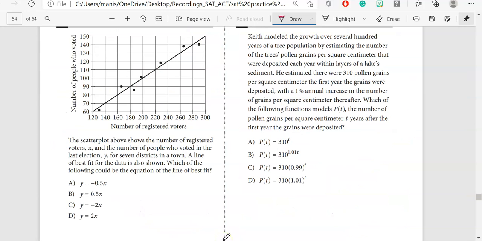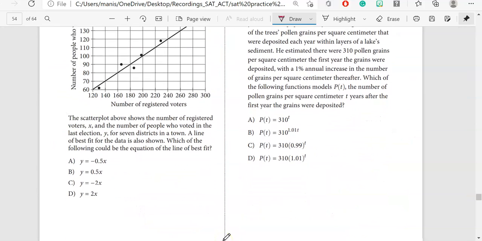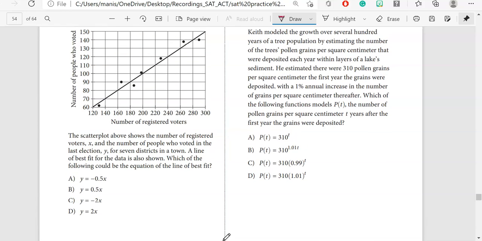Question number 24. The scatter plot shows the number of registered voters X and the number of people who voted in the last election Y for 7 districts in a town. A line of best fit for the data is also shown. Which of the following could be the equation?